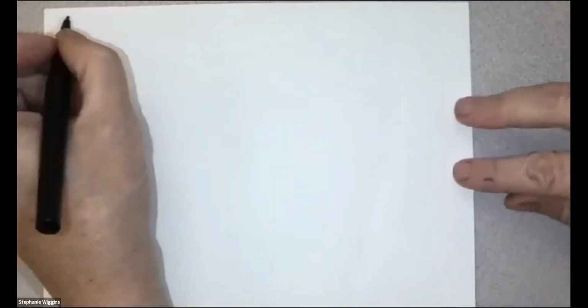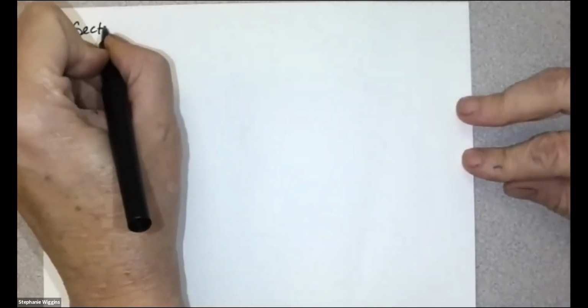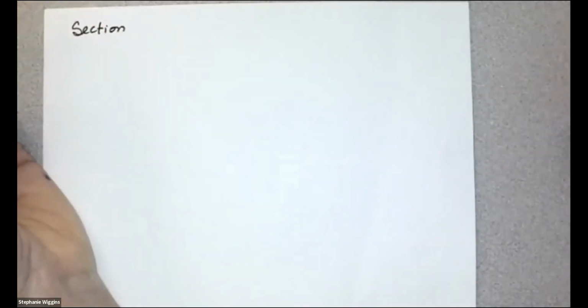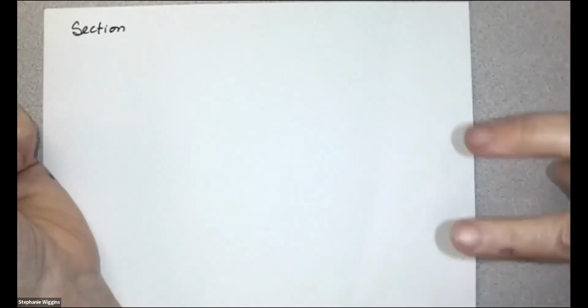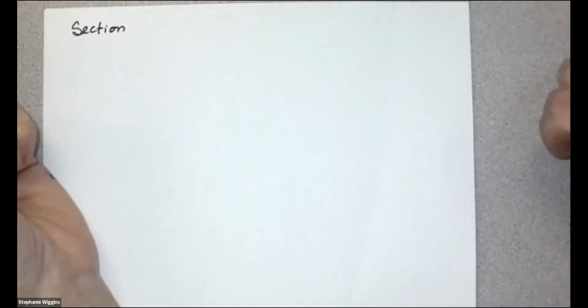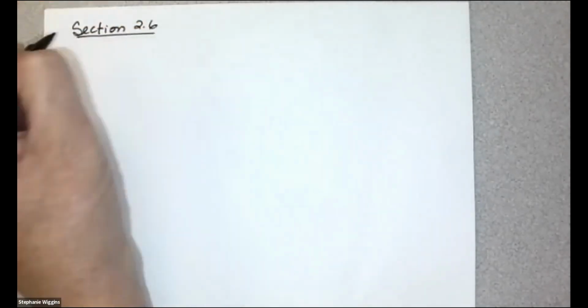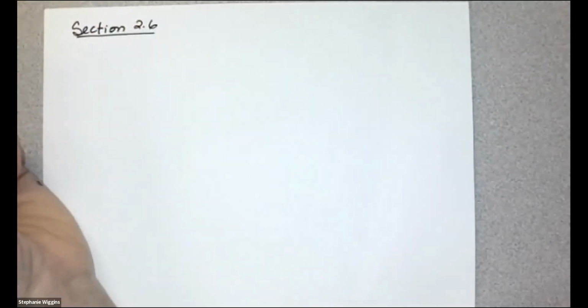All right, so section 2.6, we're still working with exponential and logarithmic functions. However, in the previous two sections, 2.2 and 2.3, we were using base e, that constant that's approximately equal to 2.7. Well, in this section, we're going to look at logarithms that have different bases.